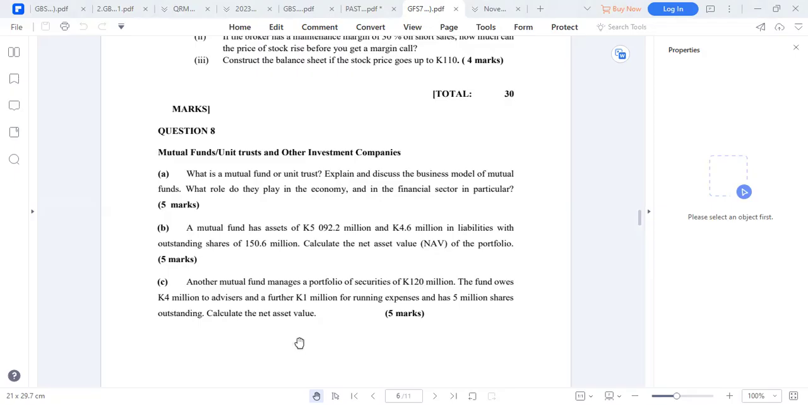Then another mutual fund manages a portfolio of securities, 120, and the fund owes 4 million. So looking at this part here, another 1 million. We are expected to calculate the net asset value. How do we calculate the net asset value? Total assets minus liabilities over outstanding shares. What are our total assets in that case?